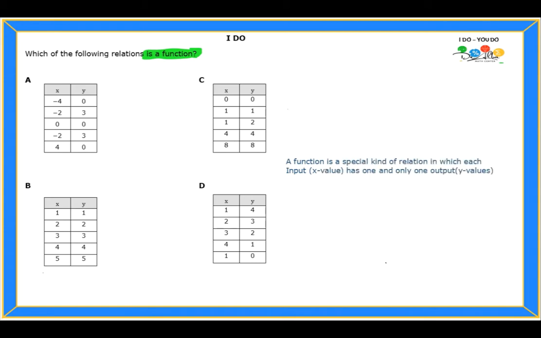It's very important that we know what it implies, okay? So right here, I have the definition, so let's read it. It says a function is a special kind of relation in which each input x value has one and only one output y value. So this basically means that my x values, okay, cannot repeat.